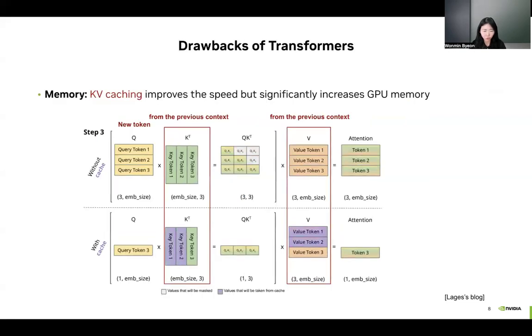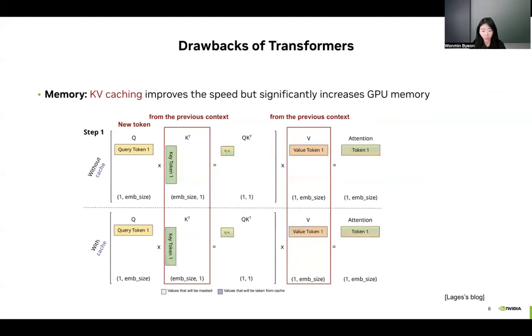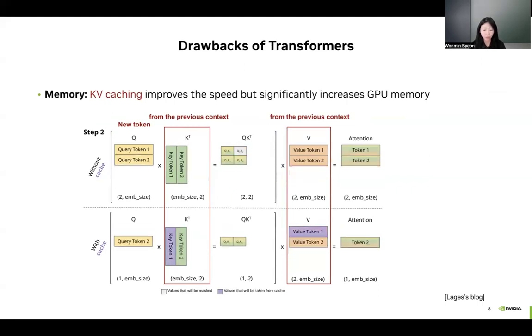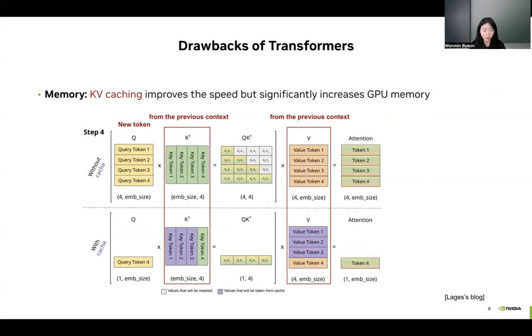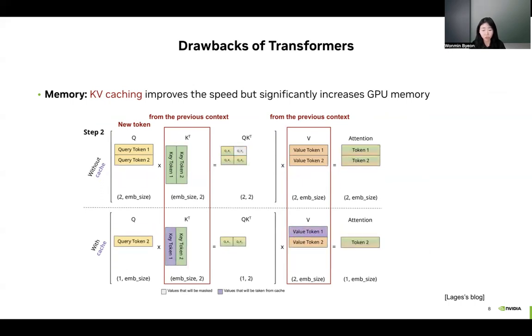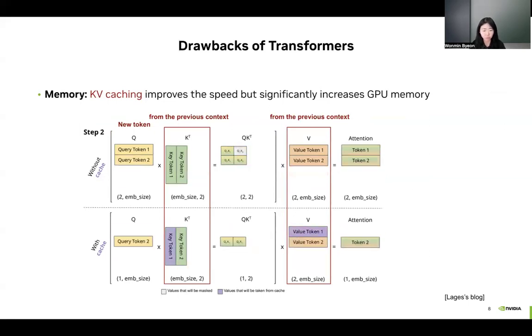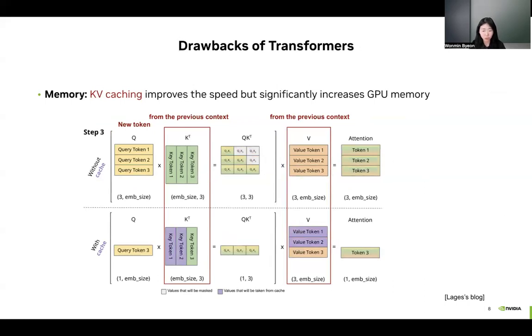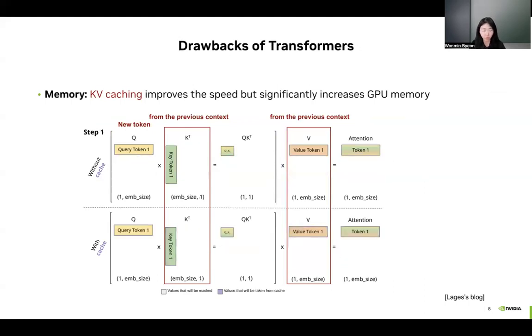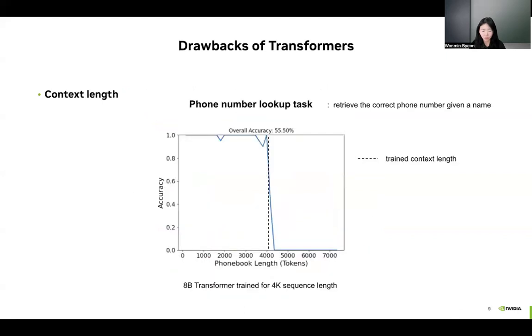To address that issue, people started using KV caching. The K and V come from the previous context, so we can reuse them. By reusing them, we can reduce the amount of computation and improve the speed. But it also increases the GPU memory as the sequence length gets longer. Lastly, we also found that for some tasks, the model is good up to the trained sequence length, and beyond that, it cannot perform well.